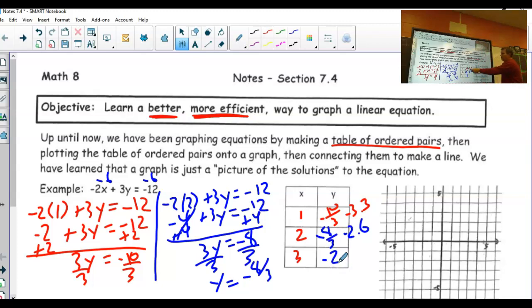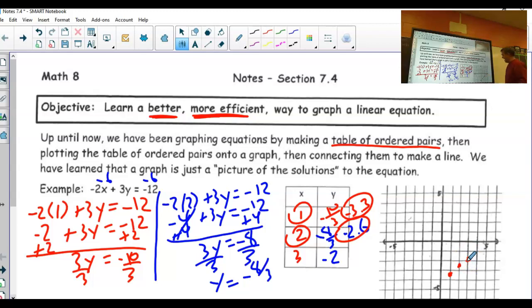So the point 1, -3.3 would be graphed by going 1 to the right, down 3.3. Let's see, 1, 2, 3, might be about right there. Kind of an estimation, though, where 3.3 is, right? And then 2, -2.6 would be 2 to the right and down 2.6. So that'd be about right there. And finally, 3, -2. That one's easy. Over 3, down 2.